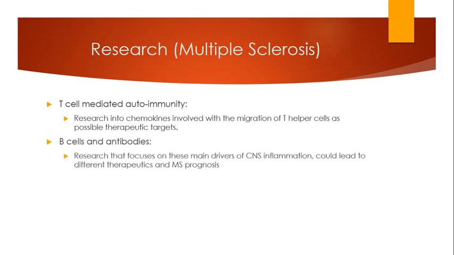The main drivers of CNS inflammation are B cells and antibodies. Targeting these cells could lead to the generation of different therapeutics and MS prognosis. Finally, a genetic mutation in a gene coding for a nuclear receptor, NR1H3, can cause MS if triggered by acute inflammation.